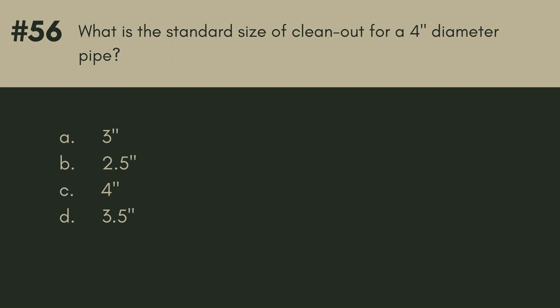Question 56. What is the standard size of cleanout for a 4-inch diameter pipe? A. 3 inches. B. 2.5 inches. C. 4 inches. D. 3.5 inches. The answer? 3.5 inches. The standard size of cleanout for a 4-inch diameter pipe is 3.5 inches.